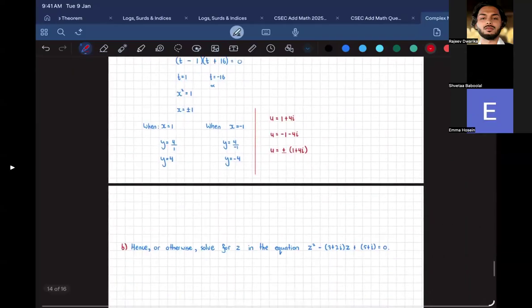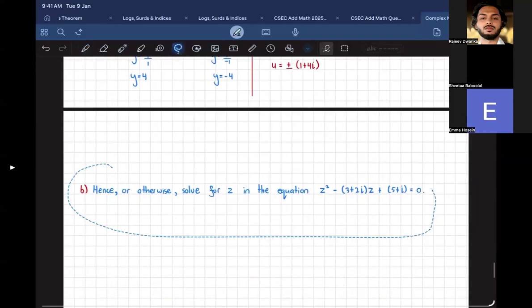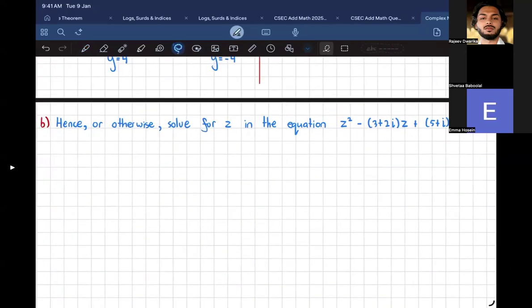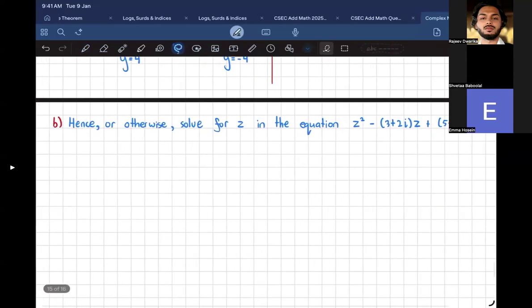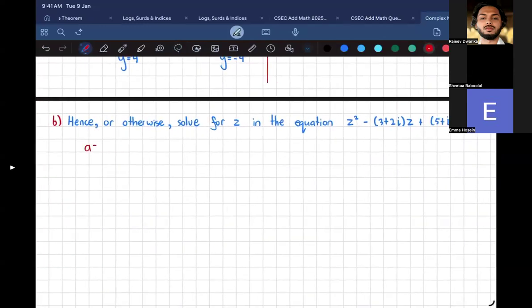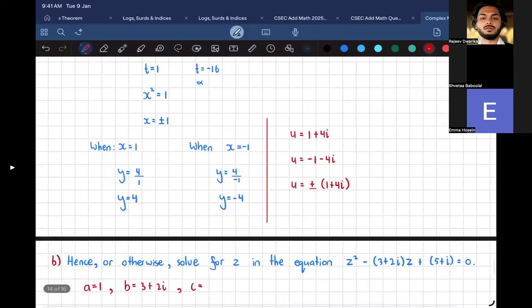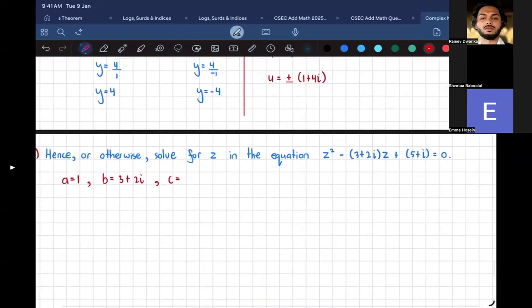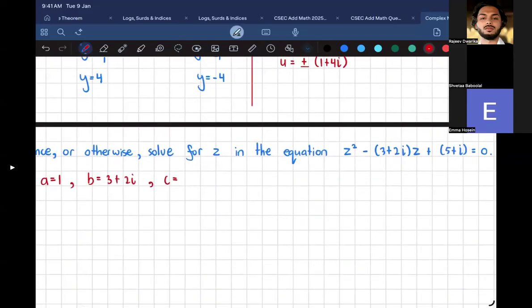Okay, so let's move on. So B. Hence or otherwise, solve for z in the equation z squared minus (3 plus 2i)z plus 5 plus i is equal to 0. So we've got to use the quadratic equation again. A is equal to 1, B is equal to minus (3 plus 2i). And more than likely, inside the square root sign, you're going to see minus 5 plus 89, I bet. So you wouldn't have to find the square root again, like the last question.